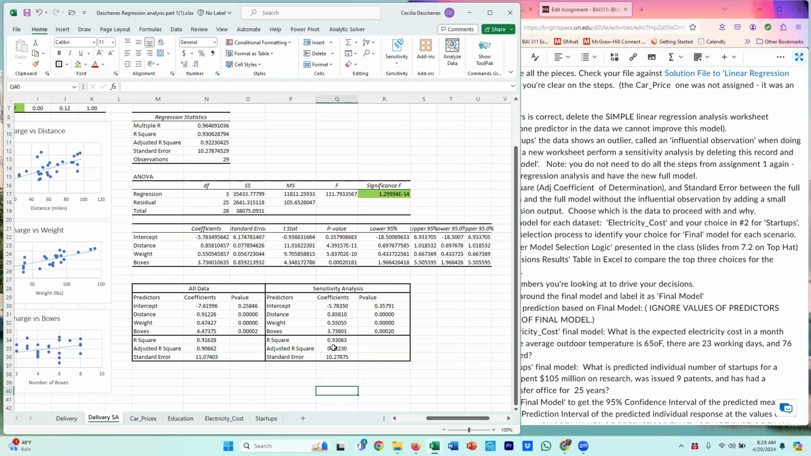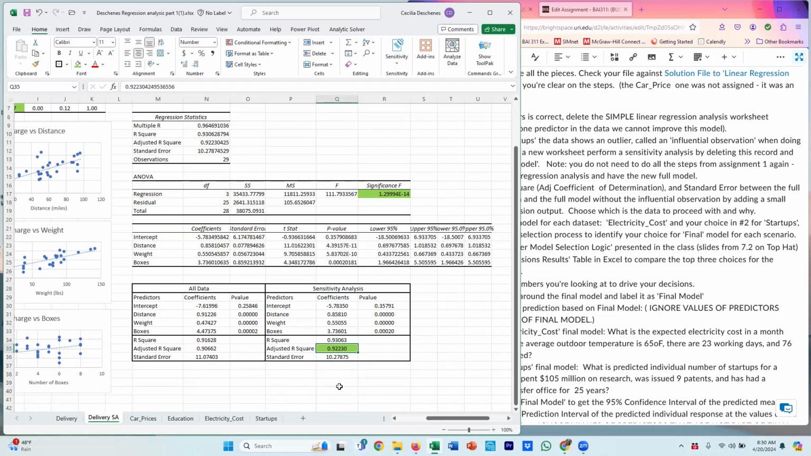But we want those as big as possible because that's the proportion of variability that's explained by the model. Look at this model. This is what we're talking about, a good model. We're in the 90s. This is the kind of model that you can trust. So we have 0.90662 and 0.92230. So this one wins.